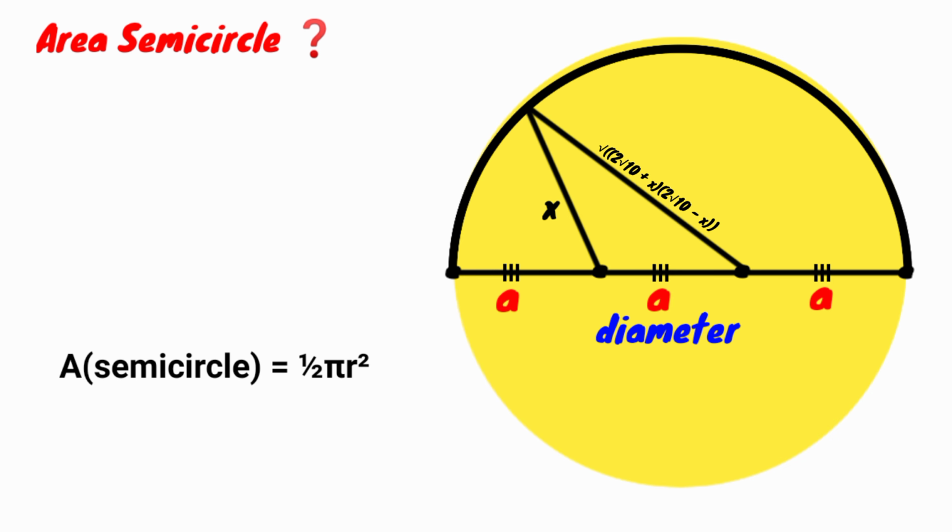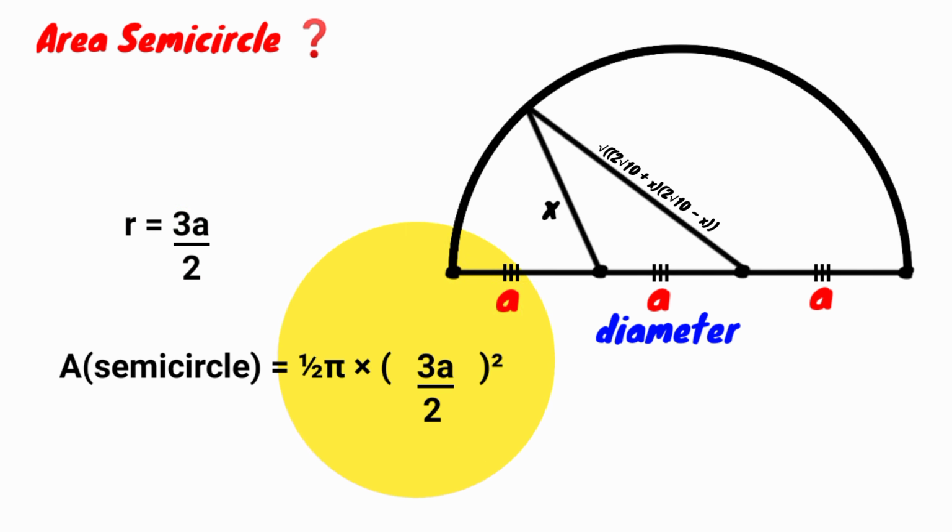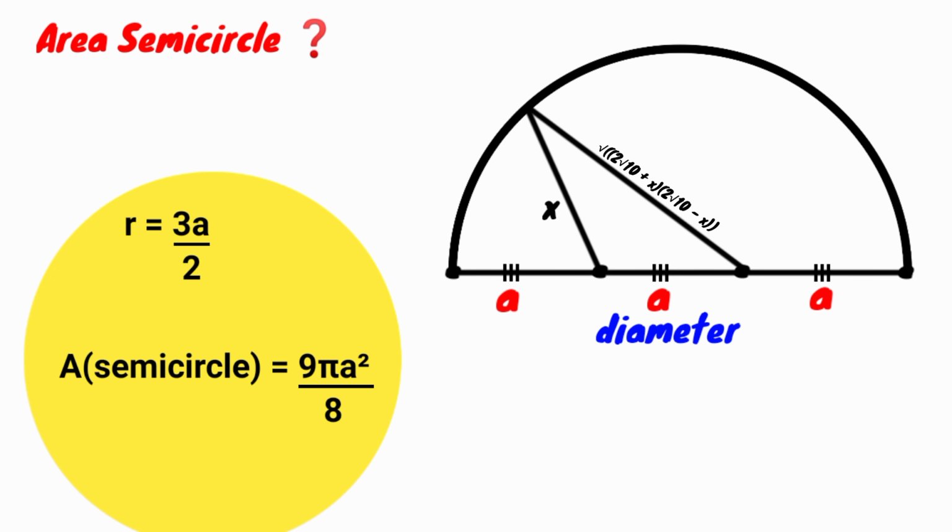Diameter is 2 radius, so 2r equal to 3a. Divide both sides by 2. It will be r equal to 3 over 2 a. Substitute it here. 3 over 2 a all squared is 9 over 4 a squared. 1 over 2 times pi times 9 over 4 a squared is 9 pi a squared all over 8. So area of semicircle is 9 pi a squared all over 8.